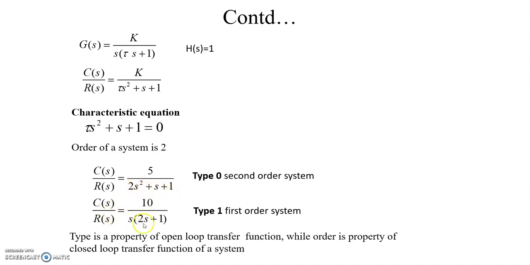Okay. So next, another example: C of s by R of s is equal to 10 by s into (2s plus 1). So here the s is present. How many poles are located at the origin? Only one, because s is to the power 1. So that is a type 1 system, the first order system.